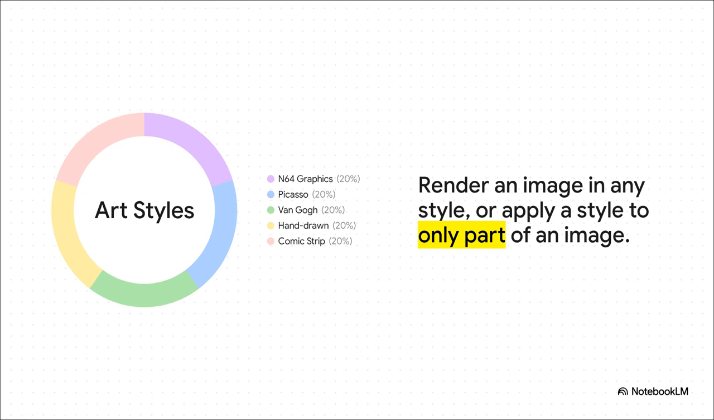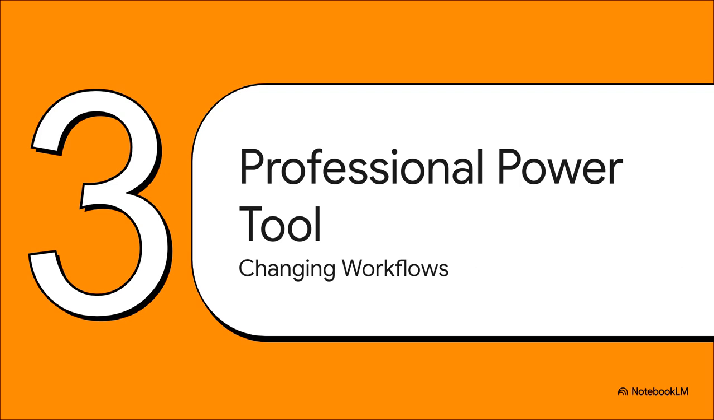But wait. Here's the part that will blow your mind. You can apply a style to only part of an image. The prompt was, make the pizza look like a hand-drawn illustration while keeping everything else in the image exactly the same. And it did it! You have a cartoon pizza being held by photorealistic hands. Insane. Okay, so this is way more than just a fun toy for artists.